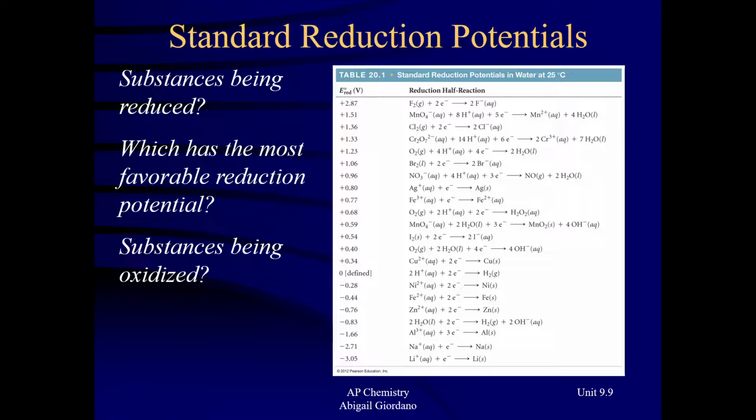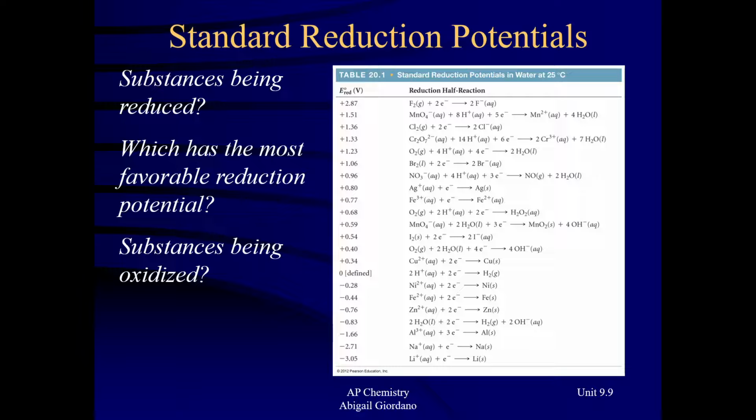Okay, so where are the substances being oxidized? We can look at this table differently if we want to by flipping all of these half reactions around. For example, take that first half reaction at the very top of the chart. If I flipped it around so that 2F- is now a reactant and F2 gas and the 2 electrons are on the product side, that would be a half reaction written as an oxidation. So if you flip all of these half reactions around, you can turn all of them into oxidations.